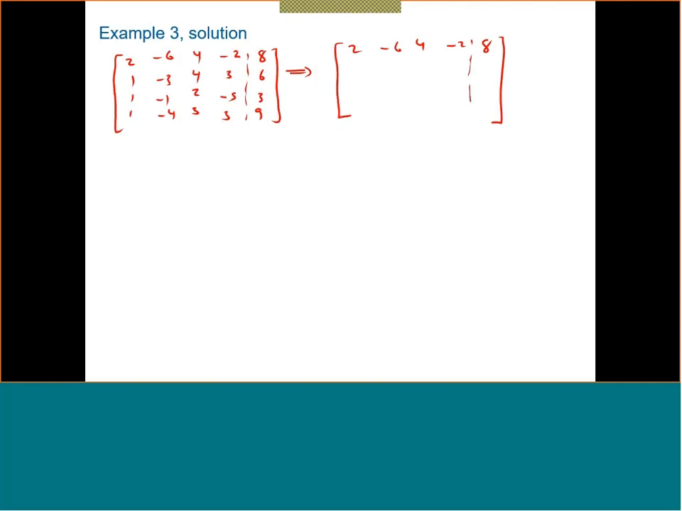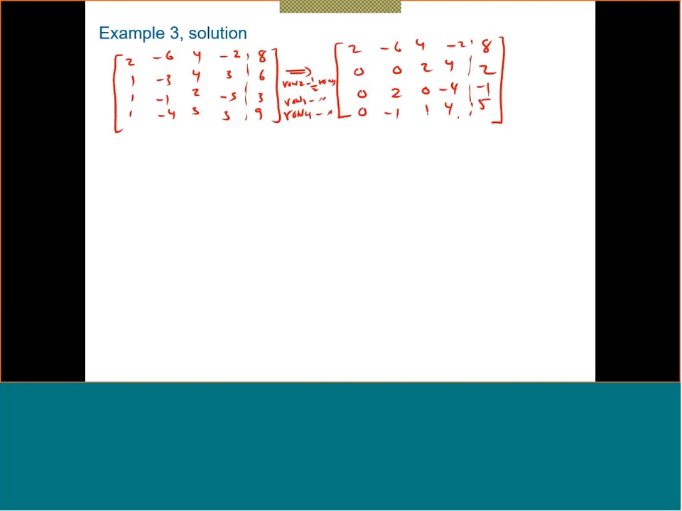Then if I do this, row 2 minus half row 1, this will become 0, 0, 2, 4, 2. Then same thing, row 3 minus 1 half row 1. So this becomes 0, 2, 0, minus 4, minus 1. And finally, row 4 minus 1 half row 1. This becomes 0, minus 1, 1, 4, 5.